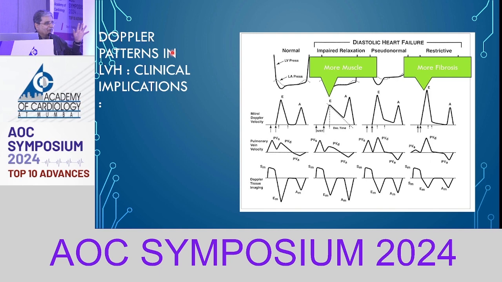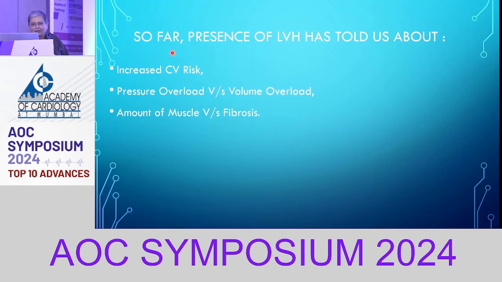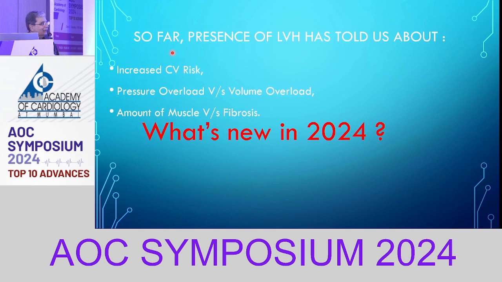So this is so far using the conventional criteria of trying to identify some problem by looking at the various types of hypertrophy and looking at the Doppler pattern, trying to estimate the tissue. Well, so far what you have learned is there is an increased CV risk, you can distinguish between pressure and volume overload, and you can judge somewhat the amount of muscle versus fibrosis. What's new now? What is new in 2024?